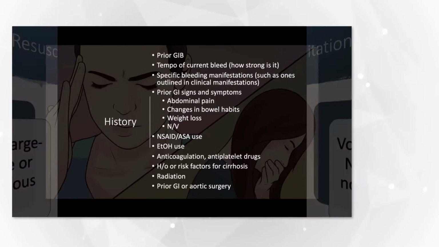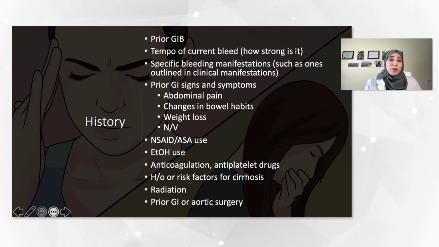So your patient is more stable now, and you have chance to ask about history. You'll ask about the prior GI bleeding. How was it? When was it? How was it managed? How about their current bleeding? How strong was it?